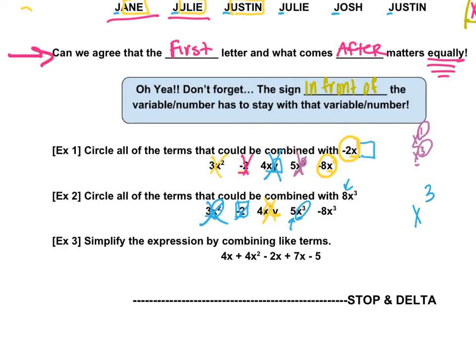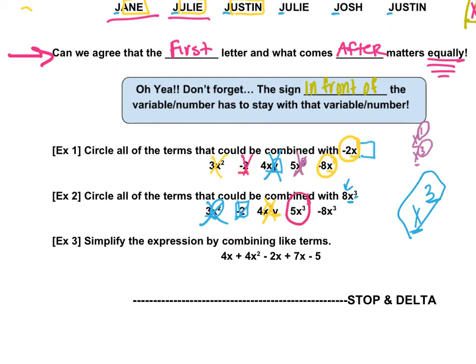And the way we're showing Justin, or what I'm actually showing you, is x cubed is the full name. Starts with an x, ends with a 3, starts with an x, ends with a 3, starts with an x, ends with a 3. And so yes, this is our first like term of this list.